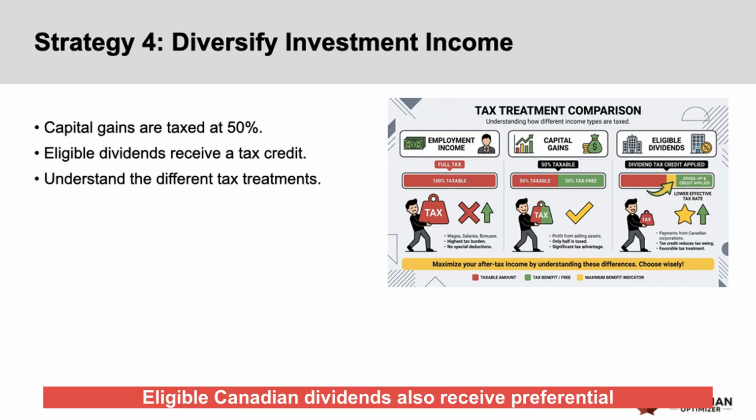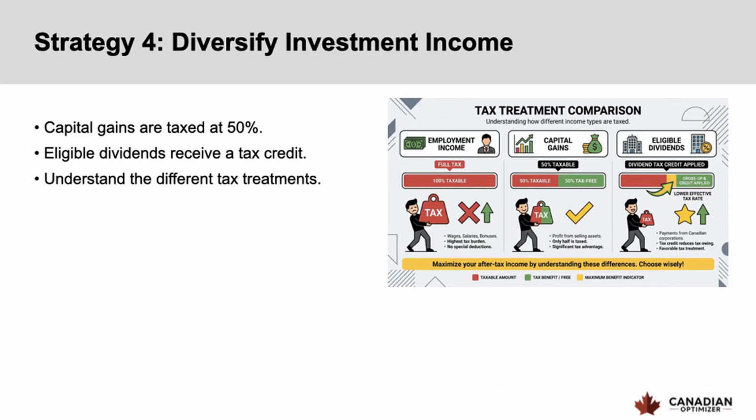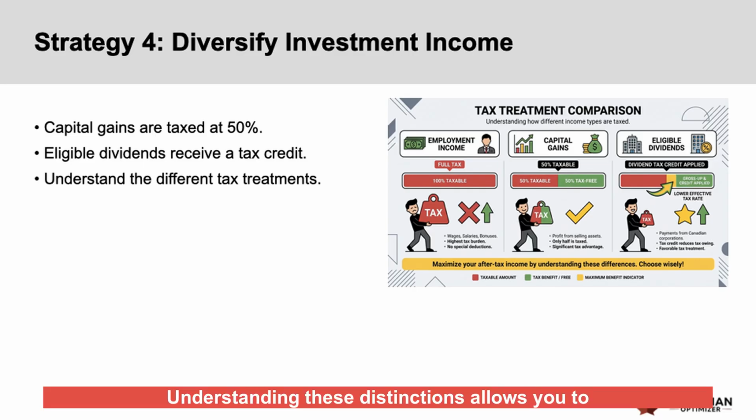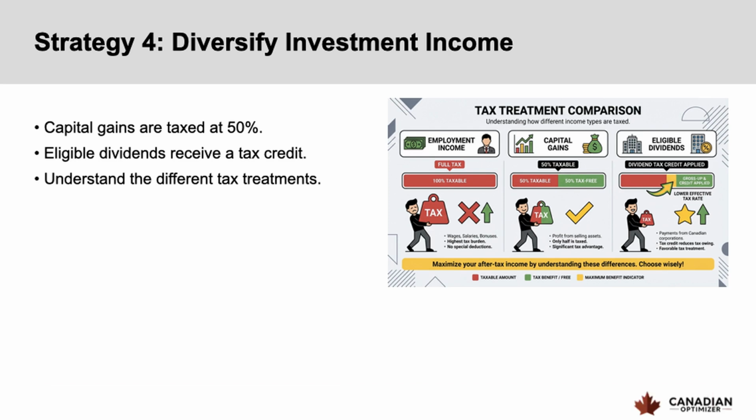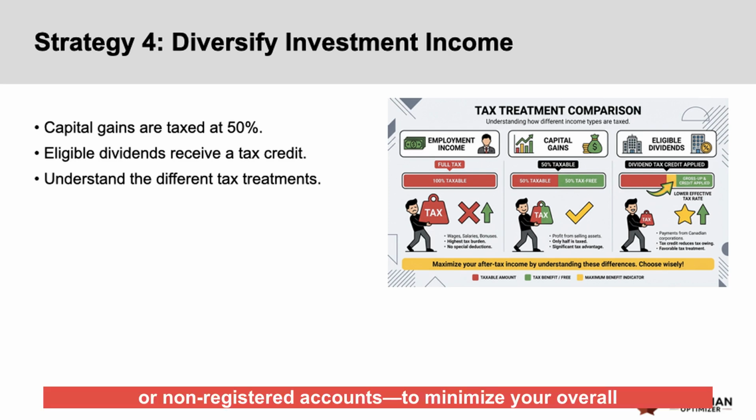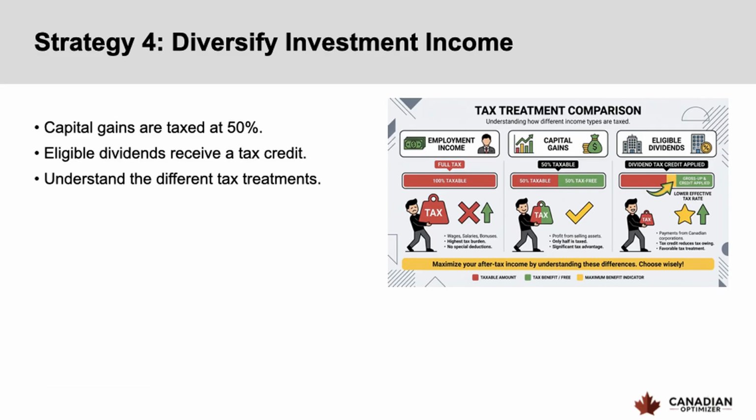Eligible Canadian dividends also receive preferential tax treatment through the dividend tax credit, which effectively reduces the tax you pay on them. Understanding these distinctions allows you to strategically structure your investments within different accounts, like TFSAs, RRSPs, or non-registered accounts, to minimize your overall tax liability. A diversified approach considering tax efficiency is key.